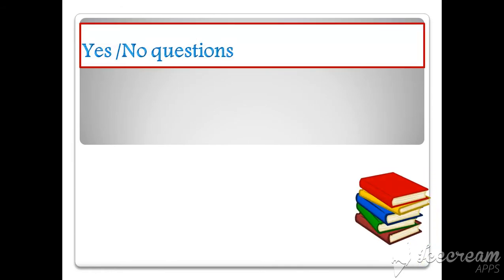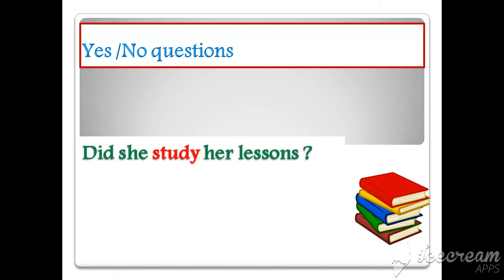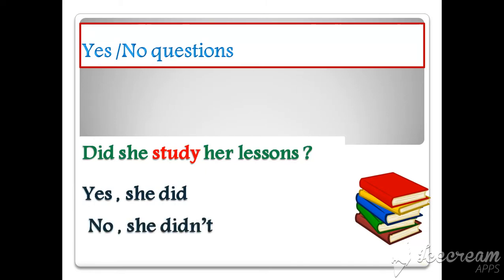Yes-no questions actually are questions that we answer with yes or no. So we have to answer the questions with yes or no, like in the following example here. Did she study her lessons? If the answer is yes, then we have to say yes, she did. But if the answer is no, then we have to say no, she didn't. And of course, we add not here because no only takes the negative form.